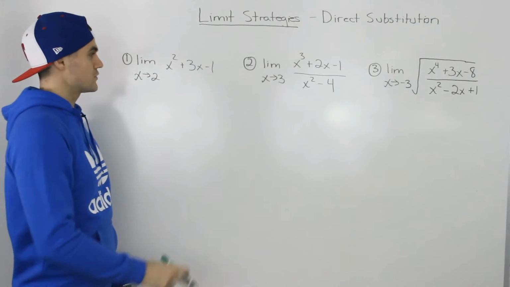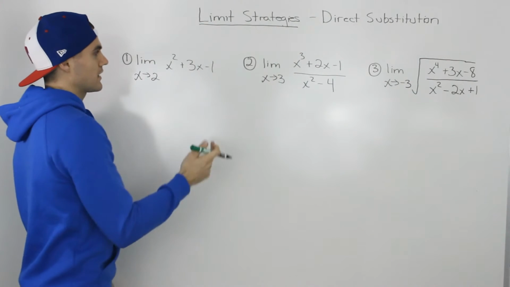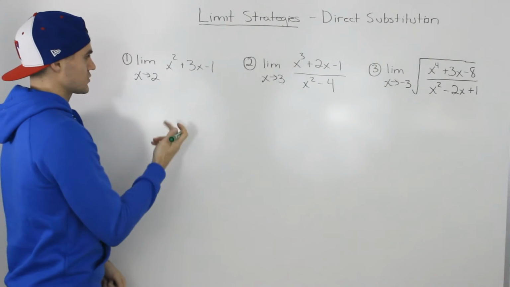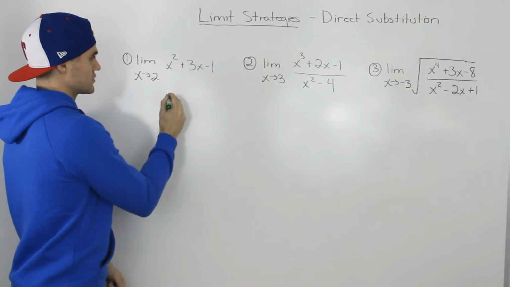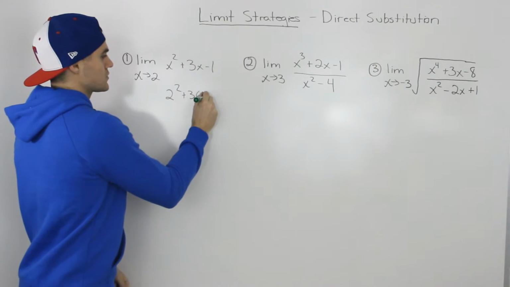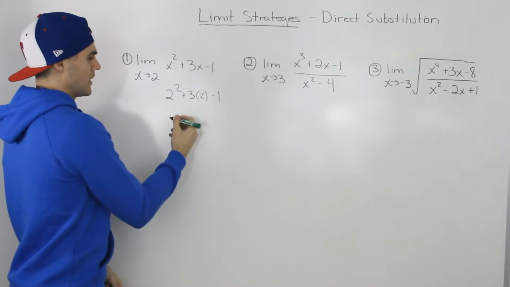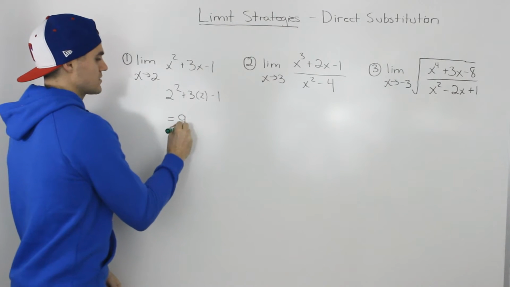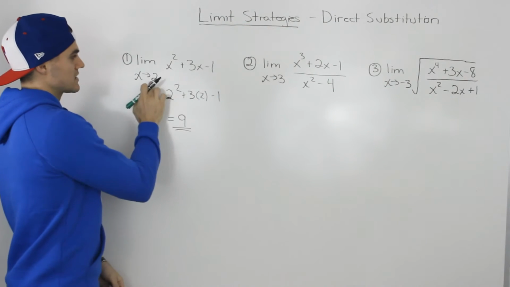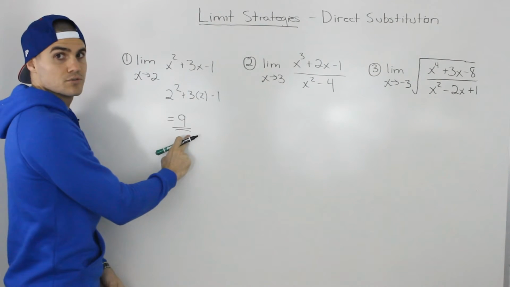So moving on to our first example, we've got the limit as x approaches 2 of x squared plus 3x minus 1, and notice how we can just directly substitute this 2 for x. So we'd have 2 squared plus 3 times 2 minus 1, so it'd be 4 plus 6, which is 10, minus 1, so the answer is 9. So the limit as x approaches 2 of this function is equal to 9.